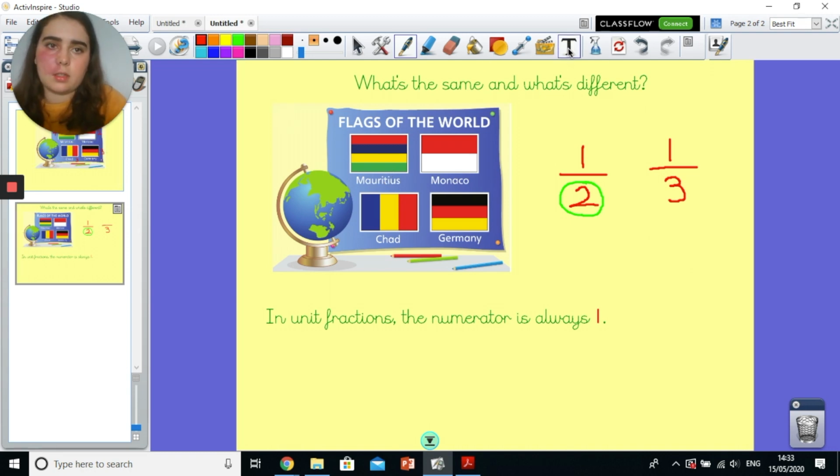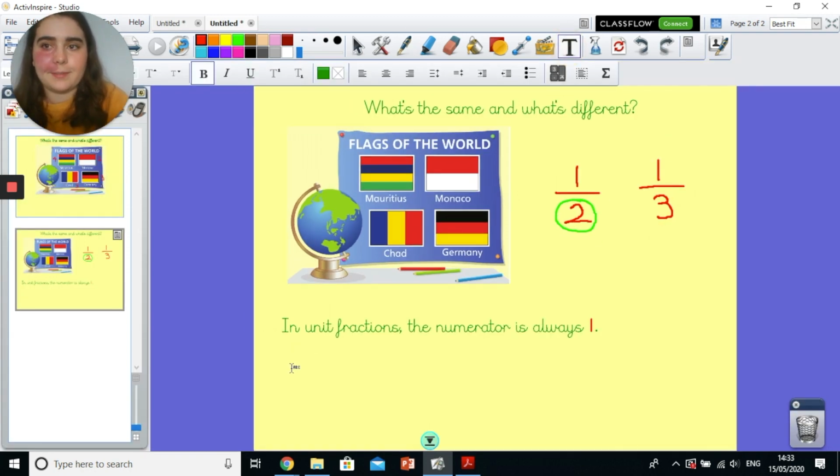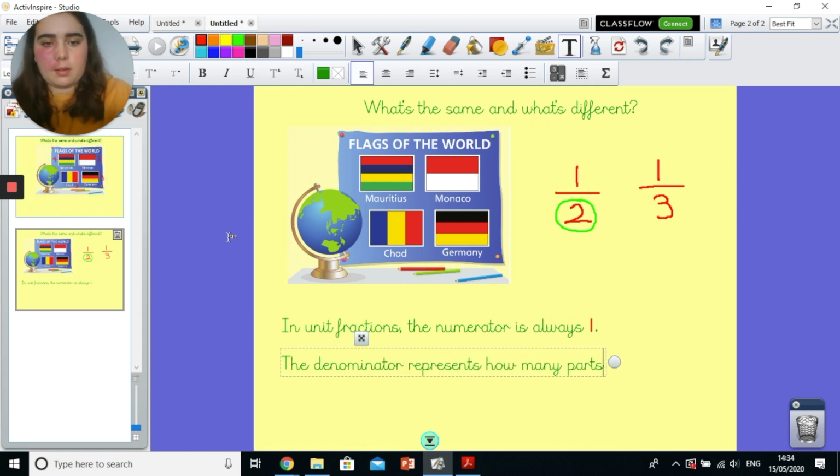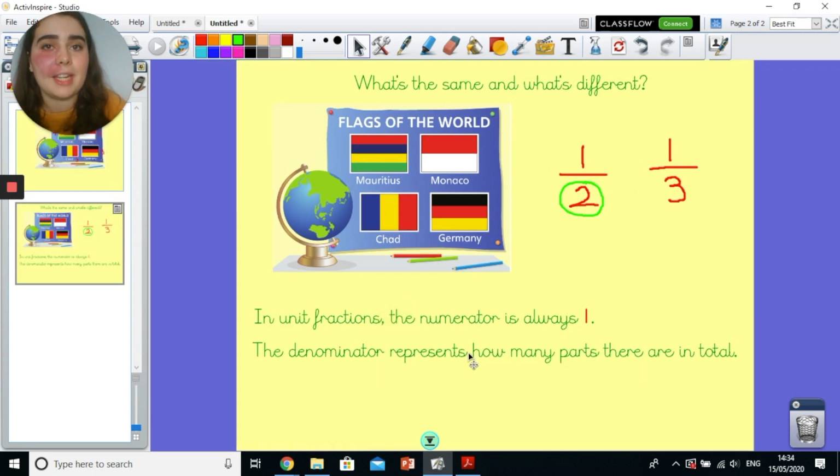Can we come up with a stem sentence for the denominator as well? The denominator represents how many parts there are in total. So remember, each one of these fractions is a unit fraction, so the numerator is always 1, and the denominator, the bottom number, represents how many parts there are in total.